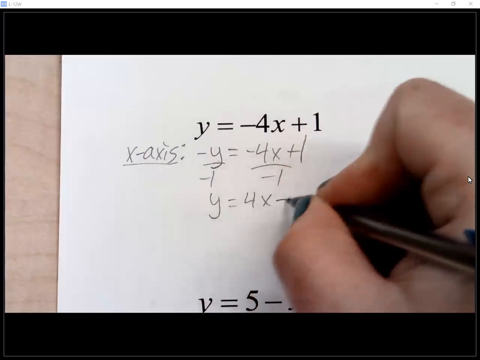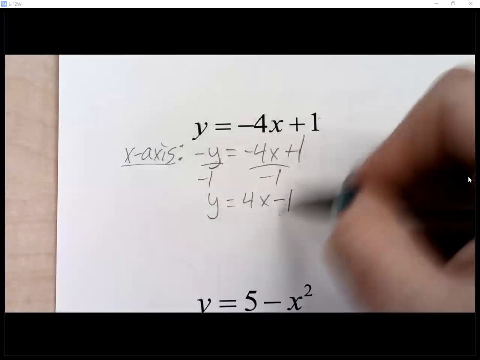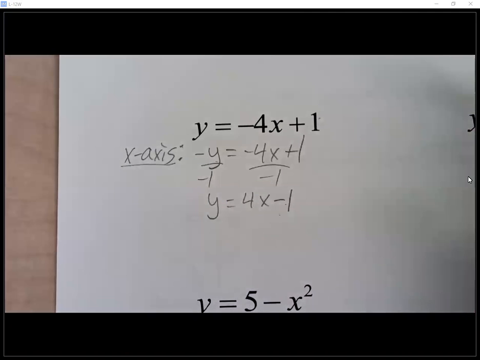Does that match my original exactly? No, it does not. I had a negative 4x and now I don't anymore. And the positive and negative 1 have swapped. So no, I do not have x-axis symmetry.